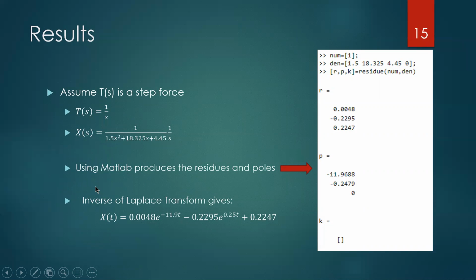And then using MATLAB, I was able to come up with the residues and the poles. And then with the inverse Laplace transform, it gives me this equation: x(t) equals 0.0048 e to the minus 11.9t, minus 0.2295 e to the minus 0.25t, plus 0.2247.